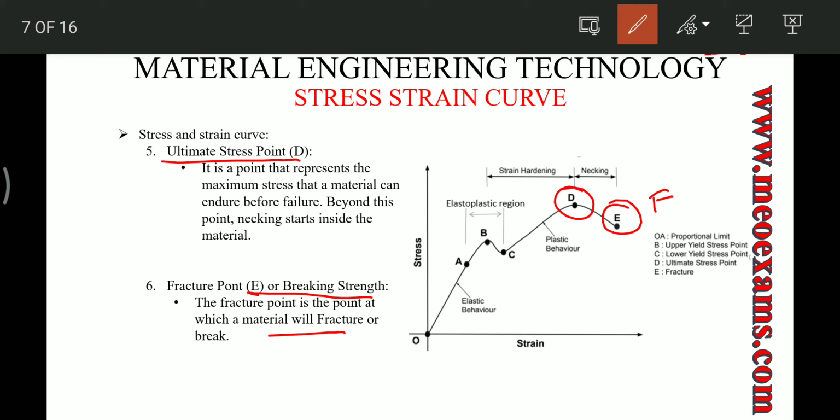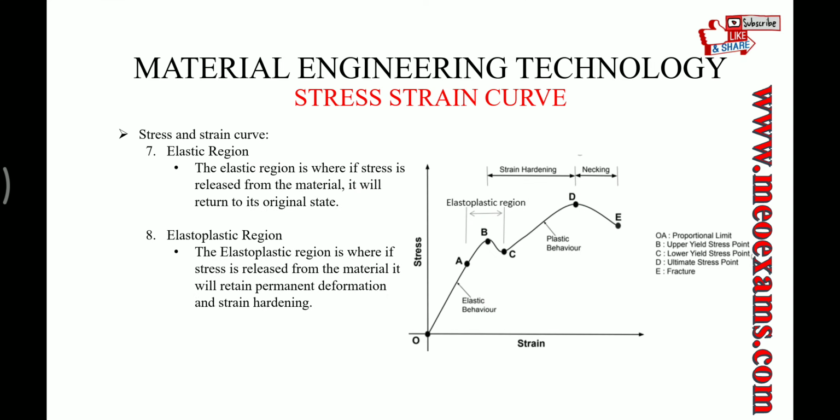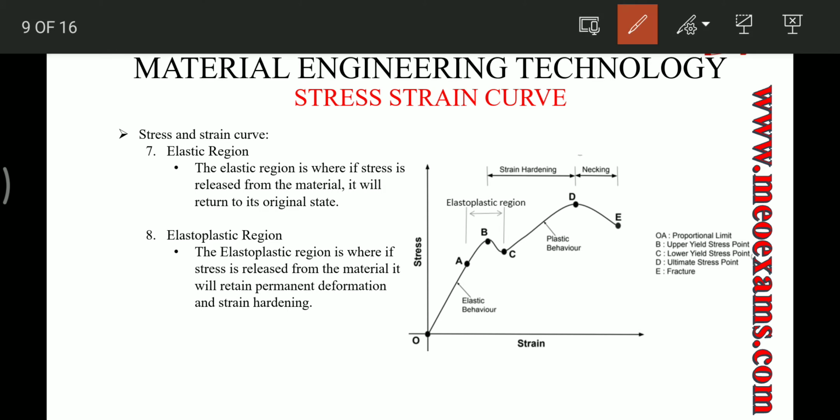Now if you see clearly, the graph can be divided into many sections: till B, this is the elastic region, then we have strain hardening, and then we have necking. Let's see all these things. As I have already told you, till point B it is the elastic region. That is, if stresses are released till point B, then the material will come back to its original state.